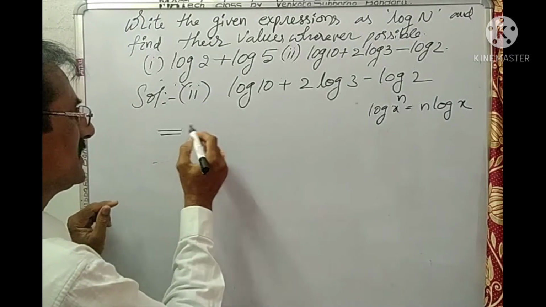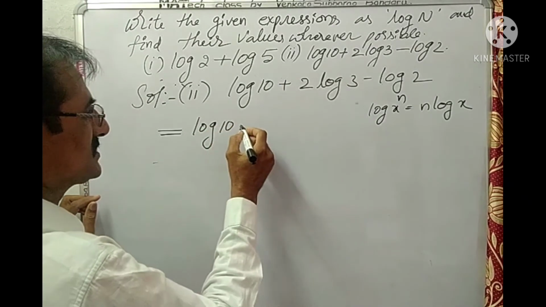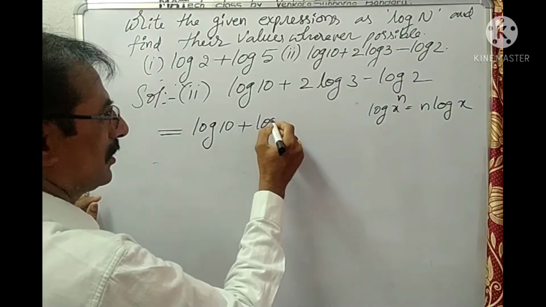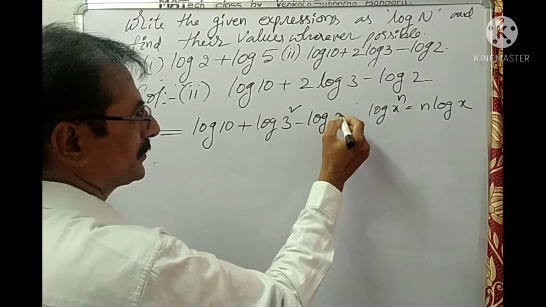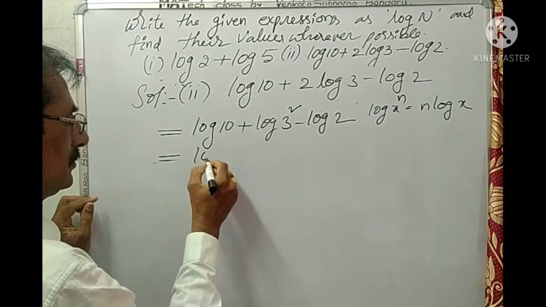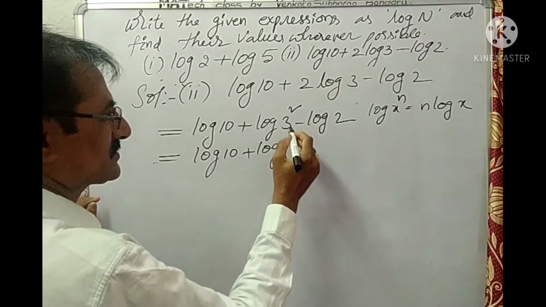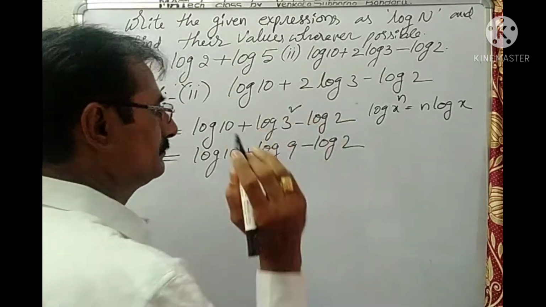Now change only the second term. Write the remaining two terms as they are. How to change the second term? Log 10 plus log 3 square, which is nothing but 9, minus log 2.